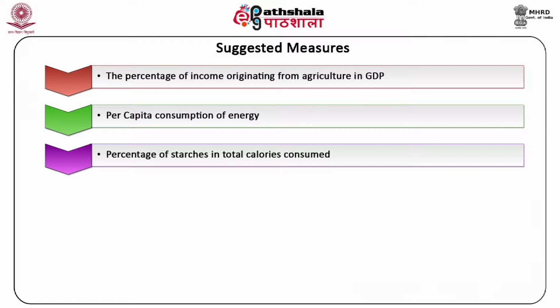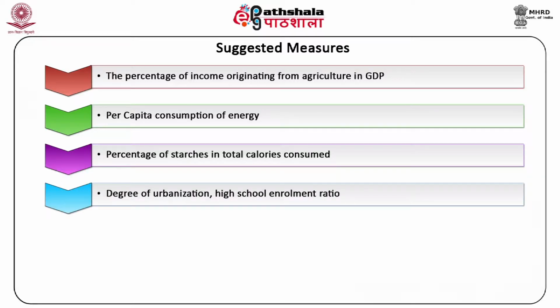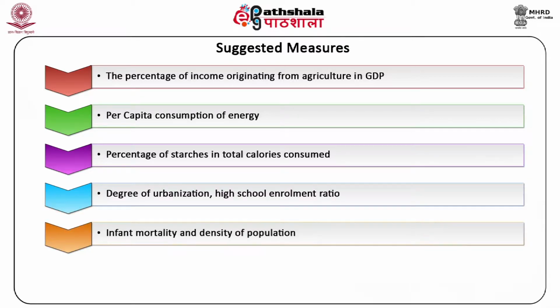considered as underdeveloped. Degree of urbanization, high school enrollment ratio. If the ratio of school enrollment, the degree of urbanization, and life expectancy is rising in a country, they are considered to be positively related to economic development. Infant mortality and density of population. If in a country the infant mortality and density of population are high, it is considered to be negatively related to economic development.